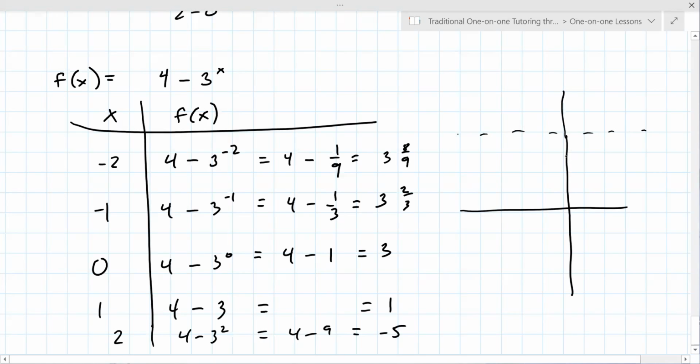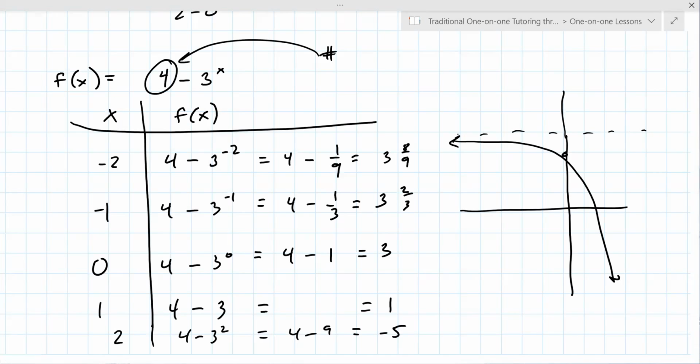So when you graph this, you have a horizontal asymptote at 4. Okay, and then we got 0, 3. So it ends up looking like this. And the horizontal asymptote, you find just by looking at it: it's 4 minus 3 to the x, and you know it's 4. It's that number. That number is different from the number with the x. Okay, yeah, I get that now.